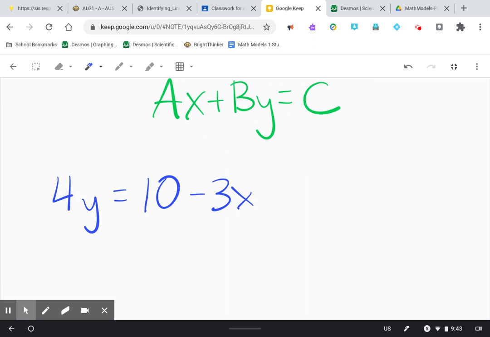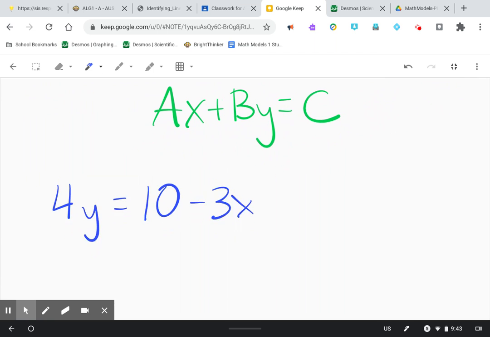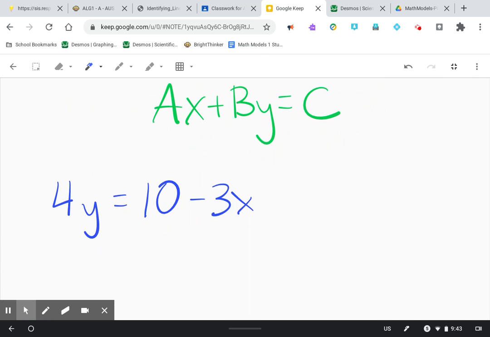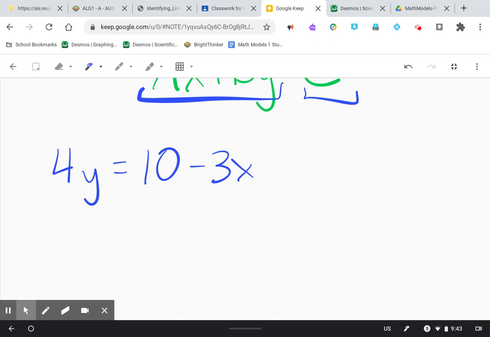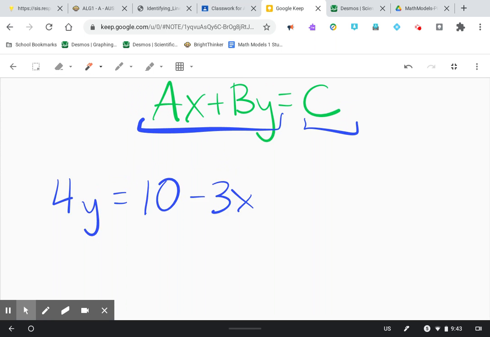So in order for this to be in standard form, I need to move things around so that the numbers are in the order x, y equals constants. So I need the x and the y to be on the same side. I need the constant term to be on the other side. So right now the y is on one side and the constant and the x on the other. So I need to move the x to be on the same side as the y.